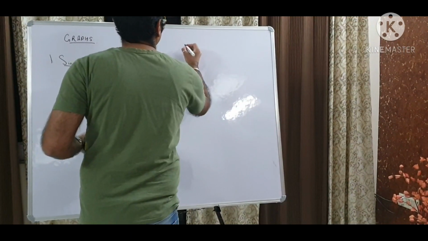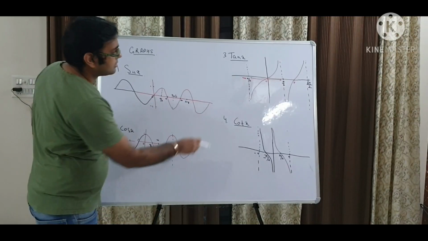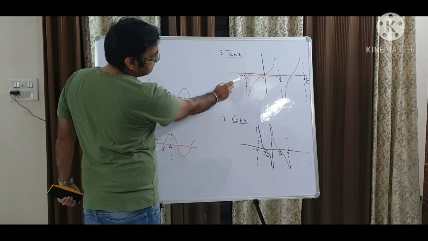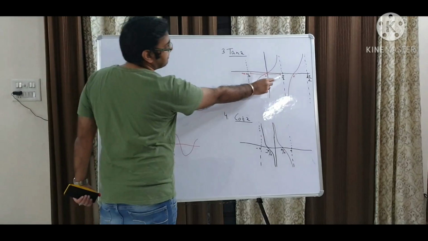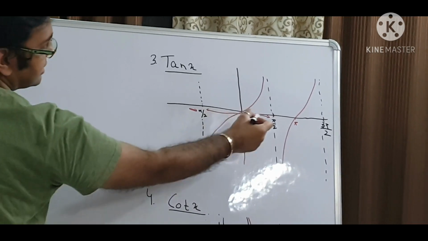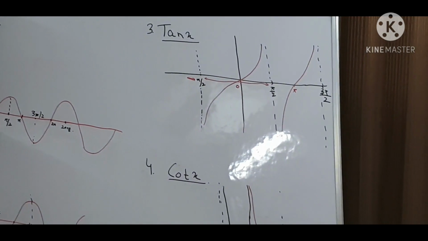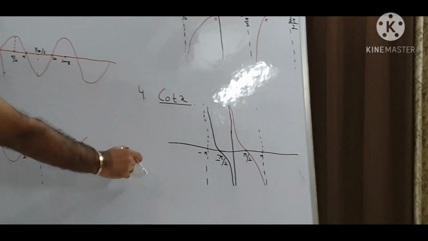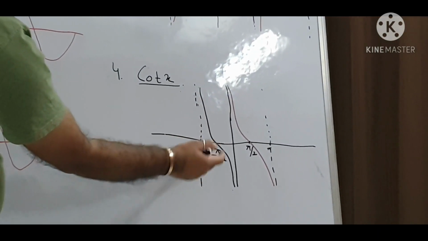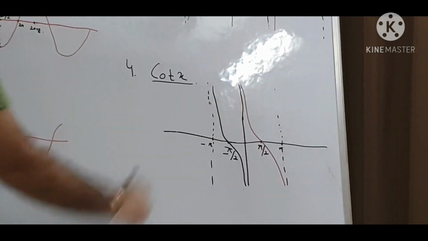Then comes tan x, cot x. So you can see that at minus pi by 2 it is approaching minus infinity, and at plus pi by 2 it is approaching plus infinity, and it is repeating itself after a gap of pi. So its period is pi. This is cot x, again its period is pi, and you can see that it is approaching plus infinity at minus pi, and similarly it is approaching plus infinity at 0. Hence you can see that it is periodic in nature.